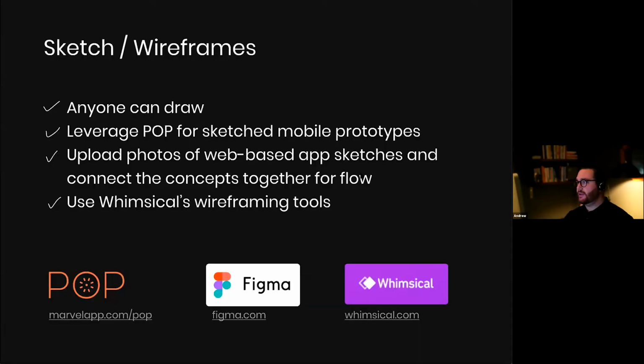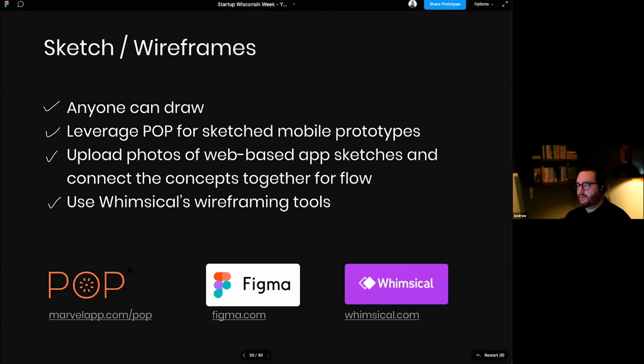So let's dive into each one of these types of prototypes that you can use to start getting these models in front of users. So the first one is a sketch or a wireframe. The benefit is anyone can draw. You can leverage prototyping on paper. You can essentially sketch on a piece of notebook paper, take a photo of it, and stitch it together like it was a real prototype. You can click through it and have users go through the flow, and you can get feedback that way. You could also upload photos of web-based app sketches to a tool like Figma and start stitching those together.